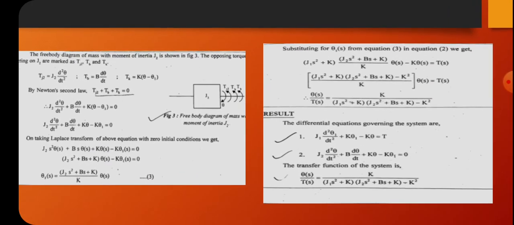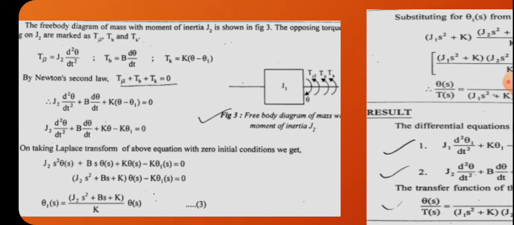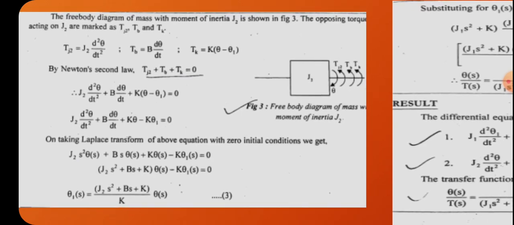So for J2, what are the forces? Theta is acting there, Tj2 is there, Tb is there, and Tk. So next we have to write the equation for Tj2, Tk and Tb separately. What is Tj2? Tj2 is the torque due to moment of inertia of the body, that is equal to J2 into d square theta by dt square. And then what is Tb? Tb is the opposing force due to dashpot, that is equal to b into d theta divided by dt.